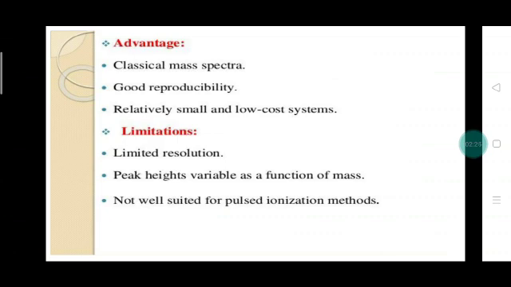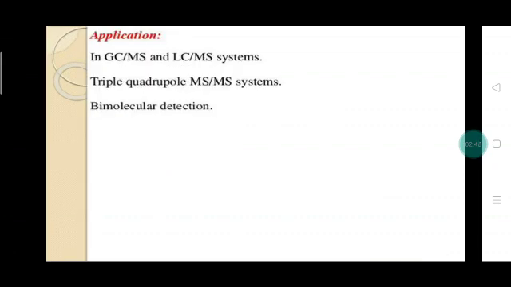Advantages of the quadrupole mass analyzer: it gives classical mass spectra having good reproducibility, and produces a relatively small and low cost system. It has limitations: it produces limited resolution, peak heights vary as a function of mass, and it is not well suited for pulsed ionization methods. Applications: GCMS and LCMS systems, triple quadrupole MS system, biomolecule detection.